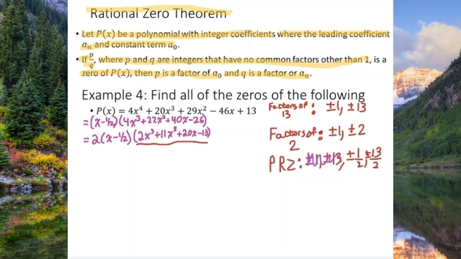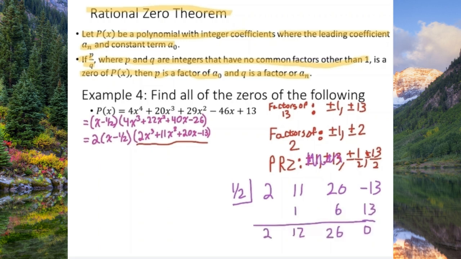Now, even though 1/2 was a zero of p of x, it can still be a zero of our second factor, because remember, zeros can repeat. So we'll set up our synthetic division, and we'll start off with our guess of 1/2, which we knew was a zero before, but now we're just checking to see if it can be a zero again. And we see through the synthetic division, we get a remainder of 0. So 1/2 is a zero of the 2x cubed plus 11x squared plus 20x minus 13.